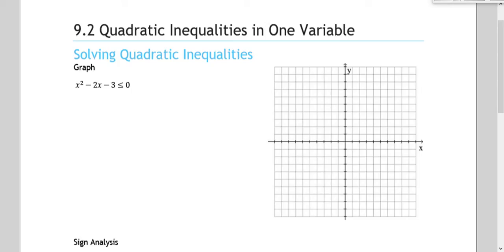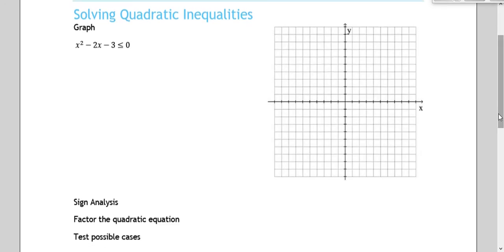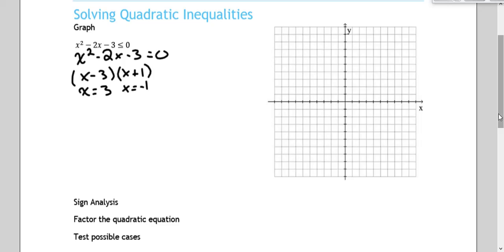So this is 9.2, quadratic inequalities in one variable. Again, like I said when we graphed linear inequalities, it was just like graphing a linear formula. It's the same thing here. So we're just going to treat this like this. So we need to factor it. So x equals 3 and x equals -1.